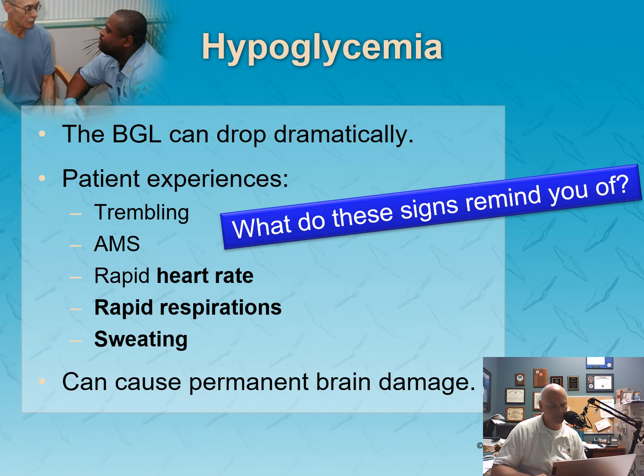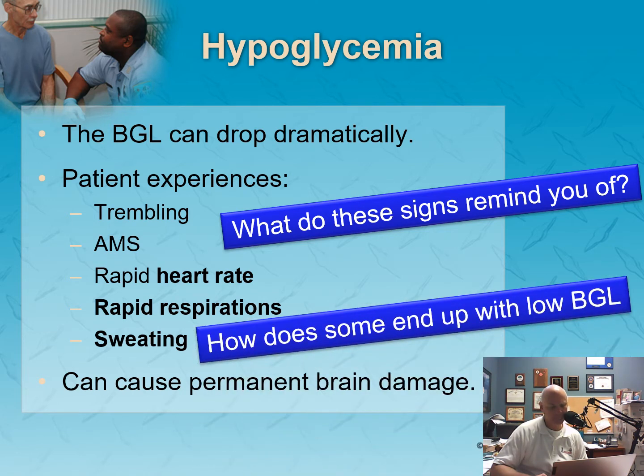brain damage. So when you look at those things like rapid heart rate, respiration, sweating, pale skin, maybe altered mental status, what do you think of? And hopefully you're thinking of shock right away. And that's why we call this insulin shock sometimes, is the patient will look like they're in shock.